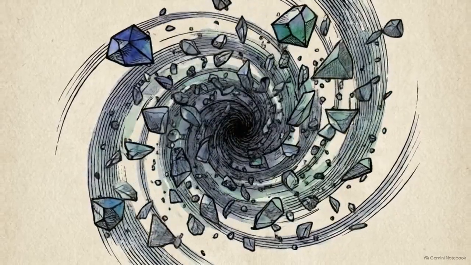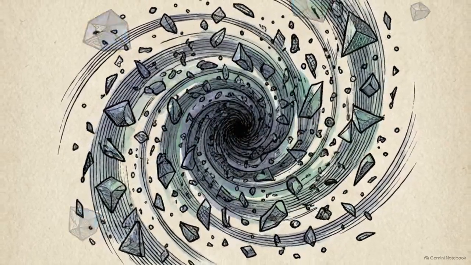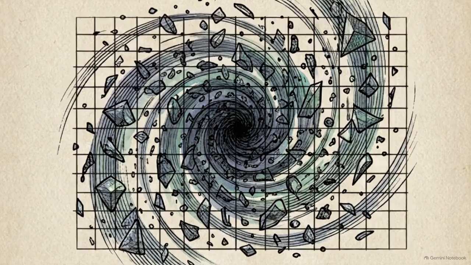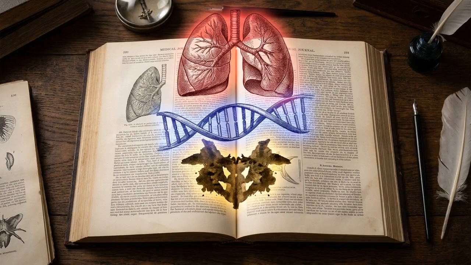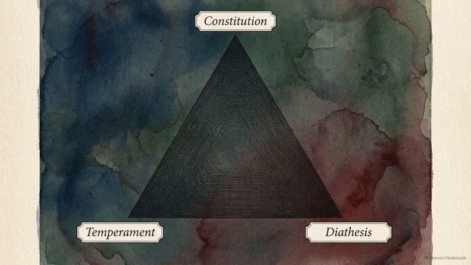When a patient sits across from you, you don't receive an orderly list of symptoms. You are hit with a chaotic storm of data. Their presentation is a dense, overlapping web combining active acute pathology, inherited genetic risks, and deeply ingrained emotional coping styles. To organize this density, classical homeopathic practitioners rely on a historical triad: constitution, temperament, and diathesis.